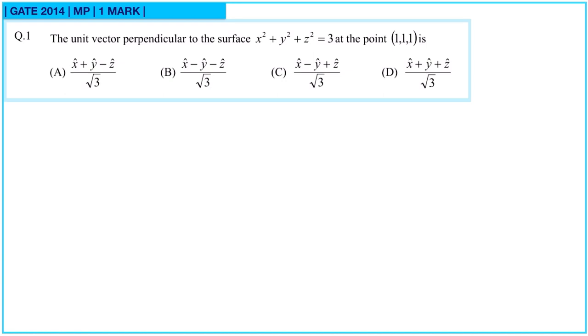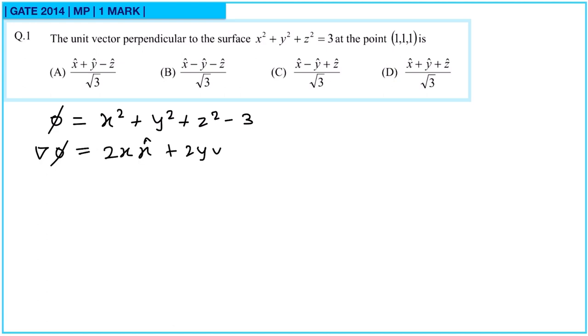Question 1. The unit vector perpendicular to the surface x square plus y square plus z square is equal to 3 at point (1,1,1) is. Now the function is x square plus y square plus z square minus 3. Let us find out its gradient. So that is 2x x cap plus 2y y cap plus 2z z cap. At point (1,1,1) it will be 2x cap plus 2y cap plus 2z cap.